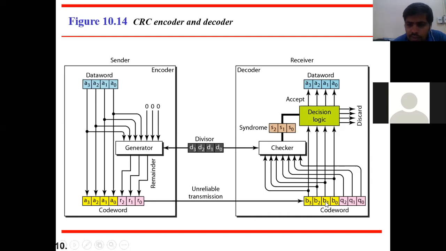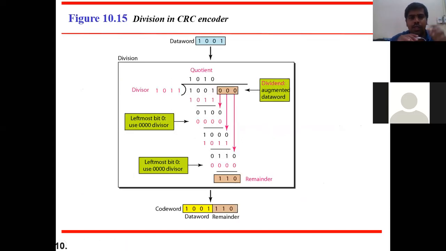Then at the receiver side, do the same division operation and check whether we have received the remainder as 000. If we have received the remainder as zero, then no errors have occurred in the transmission. If it is not zero, then there is a problem in transmission. Quickly we'll go to the example, then it will be more clear.